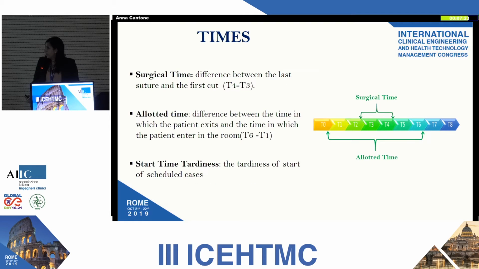Thanks to these events, the interval times were calculated to compute the performance indicators. These times are the surgical time, the difference between the last suture and the first cut; the allotted time, given by the difference between the time at which a patient exits from the operation room and the time at which the patient enters the room; and the start time tardiness, the tardiness of the start of the scheduled case.